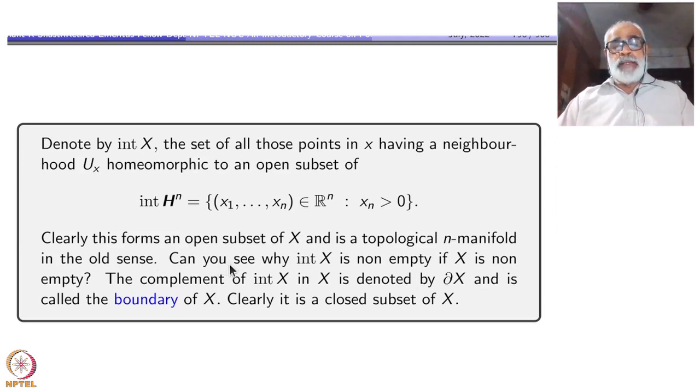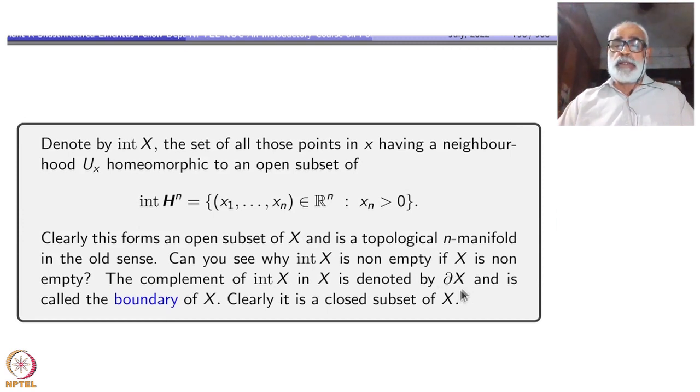So why is the interior non-empty as soon as X is non-empty? That is also clear, because as soon as X is non-empty, there is some open subset which is homeomorphic to a non-empty open subset of Hn. Okay, if you delete the boundary part here, that will be an open subset in the interior of Hn, which is obviously non-empty. So everything you have to see inside Hn, then you get this one.